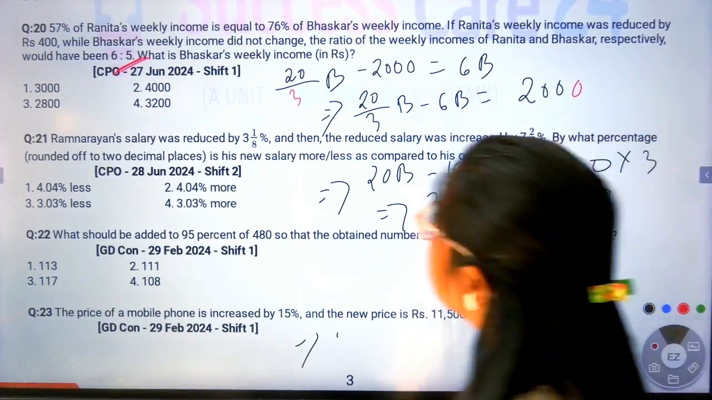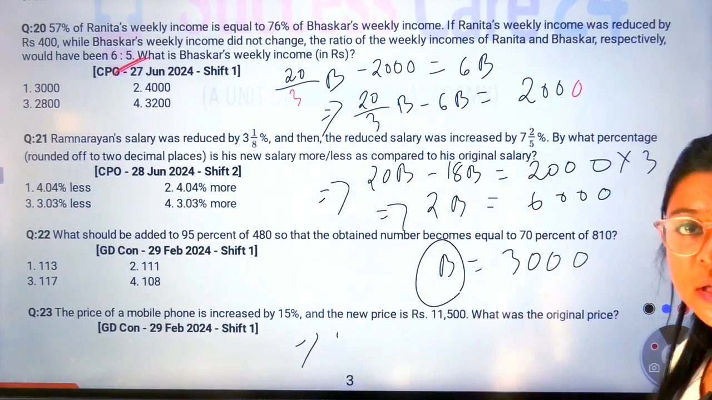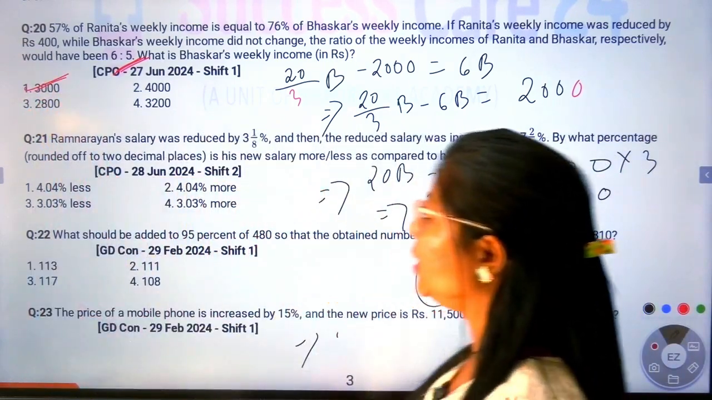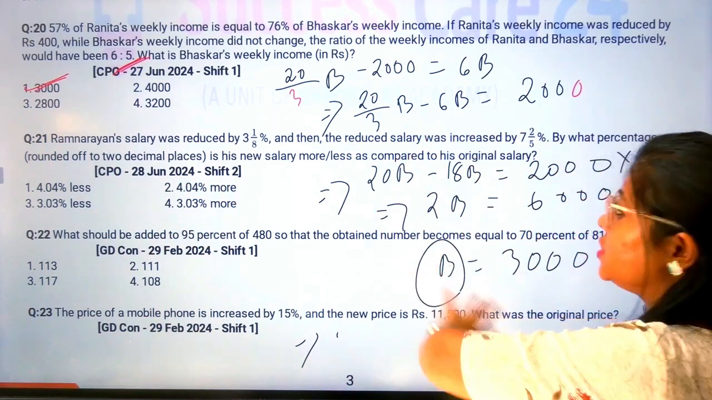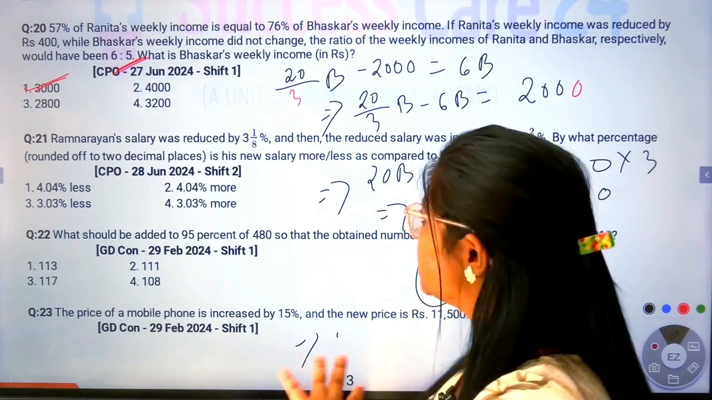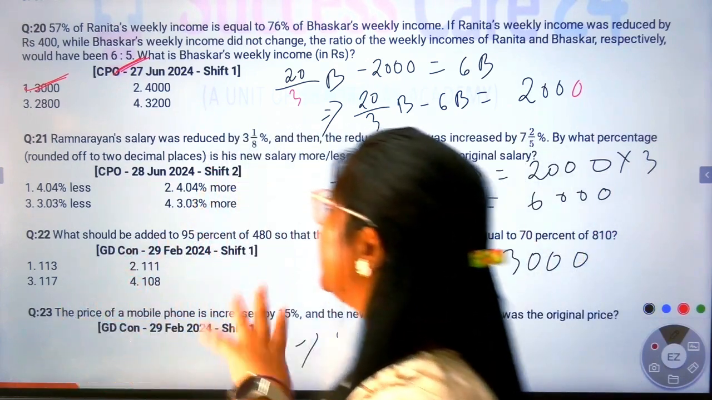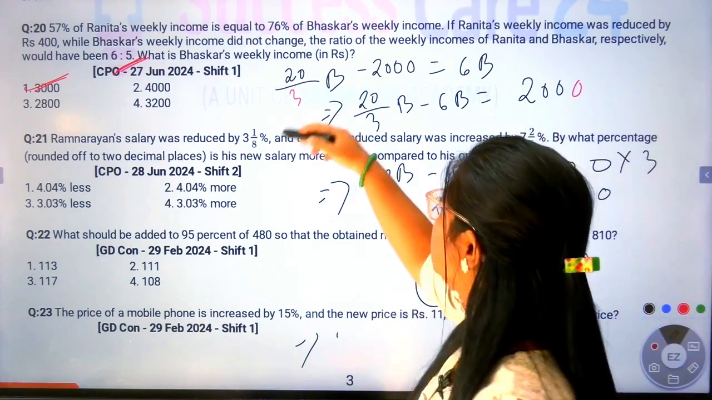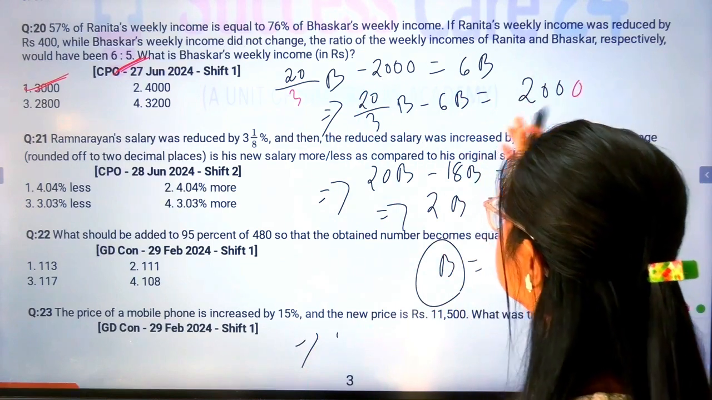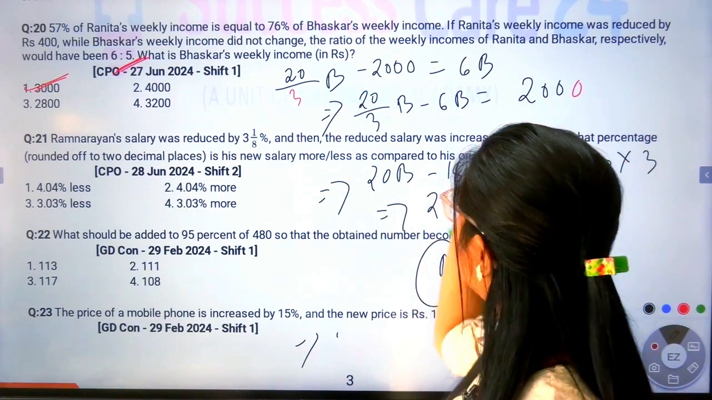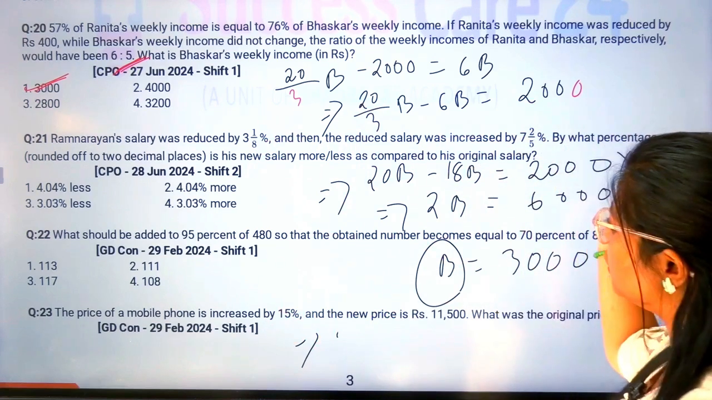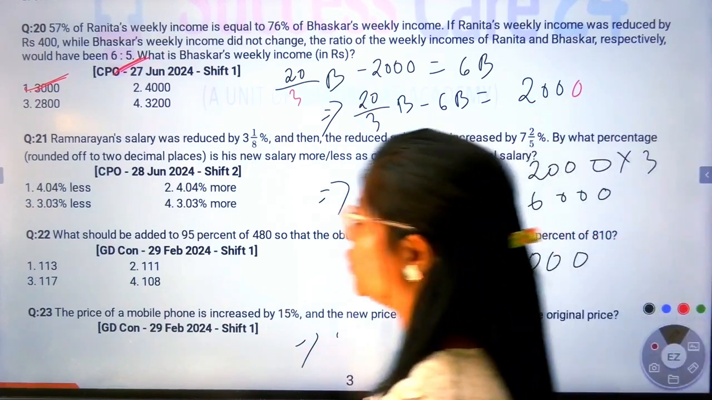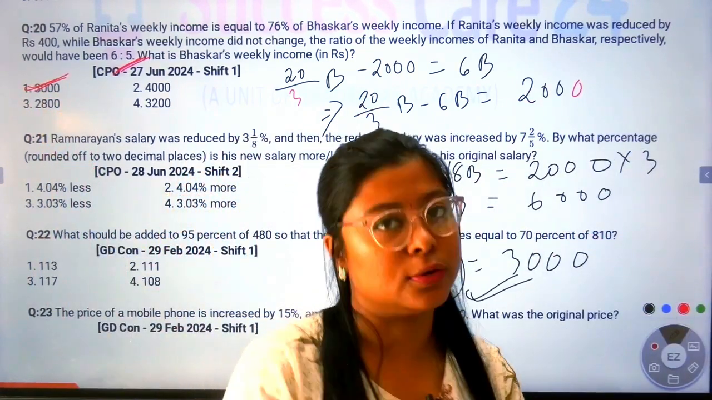So what was Bhaskar's weekly income? Yes, Bhaskar's weekly income was B. So now I get my B value as rupees 3000. So the answer is this. This is the mere calculation. There is nothing conceptual here. The concept we have already discussed in the first place. Now this is the remaining calculation. I need to find the value of Bhaskar's income. So 20 by 3 B minus 2000 is this. From here I have taken B along this side and the numerical value on the other side of the equation, and after that if I do the required calculation I get my B value as 3000, and option number 1 is 3000. So option number 1 would be the correct answer.